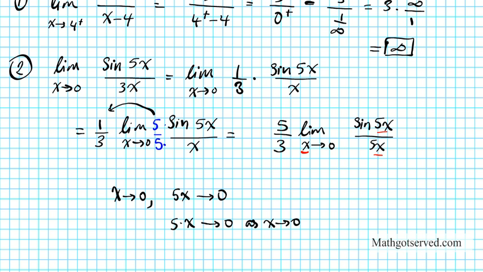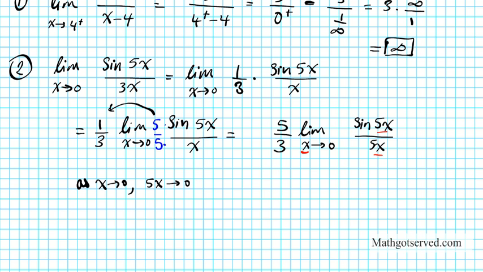So in this case, let's just write down the remark. We'll just say that as x approaches 0, 5x also approaches 0, because 5 is a multiple of what this value is approaching, which is 0. So we can rewrite this limit as 5/3 of the limit as 5x approaches 0 of sine 5x over 5x. We can see that this and this all match.